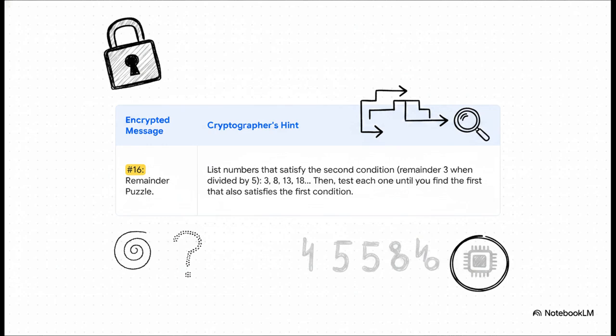The hint from message 16, the remainder puzzle, is actually kind of funny. Don't overthink it. Just pick one of the rules. Let's say the one about having a remainder of 3 when divided by 5. Okay, what are those numbers? Well, there's 3, 8, 13, 18, and so on. Just start listing them out, and for each one, check if it also fits the other rule. The very first one you find that works for both, that's your answer. Sometimes brute force is the elegant solution.